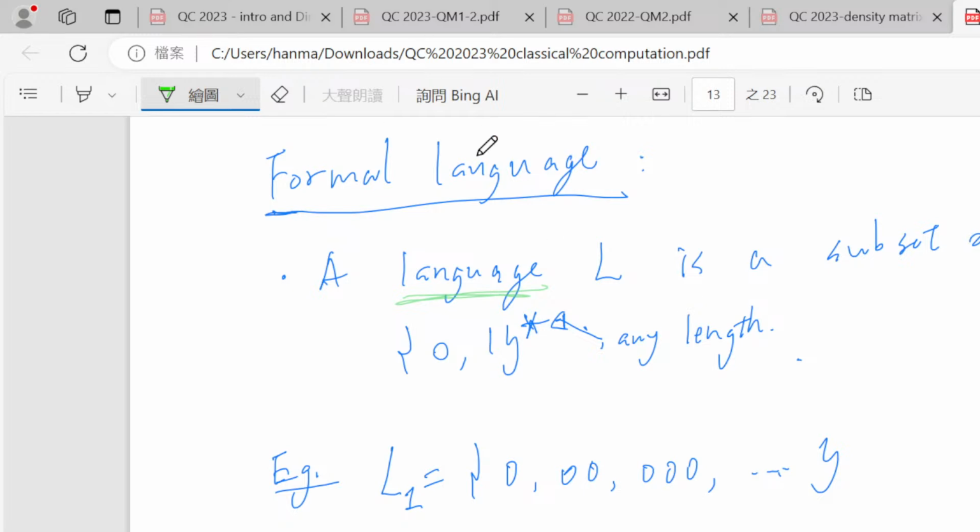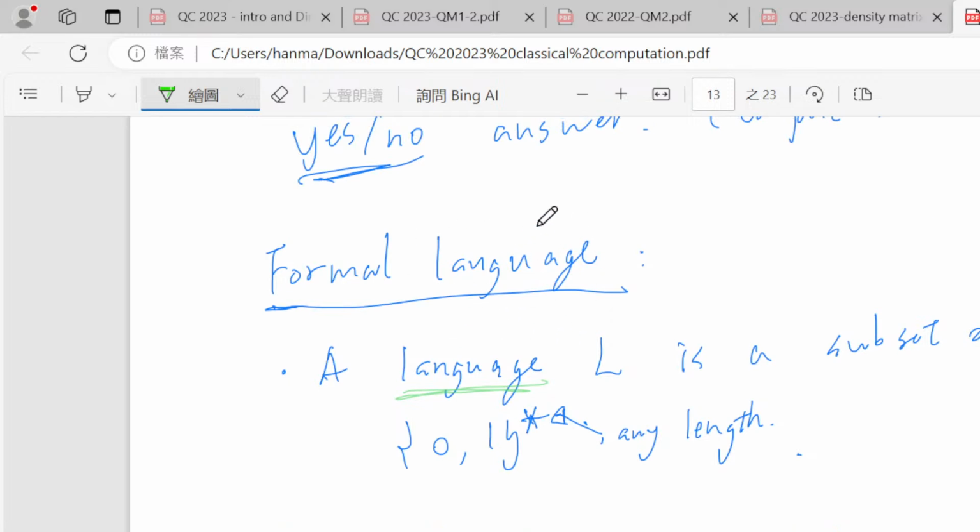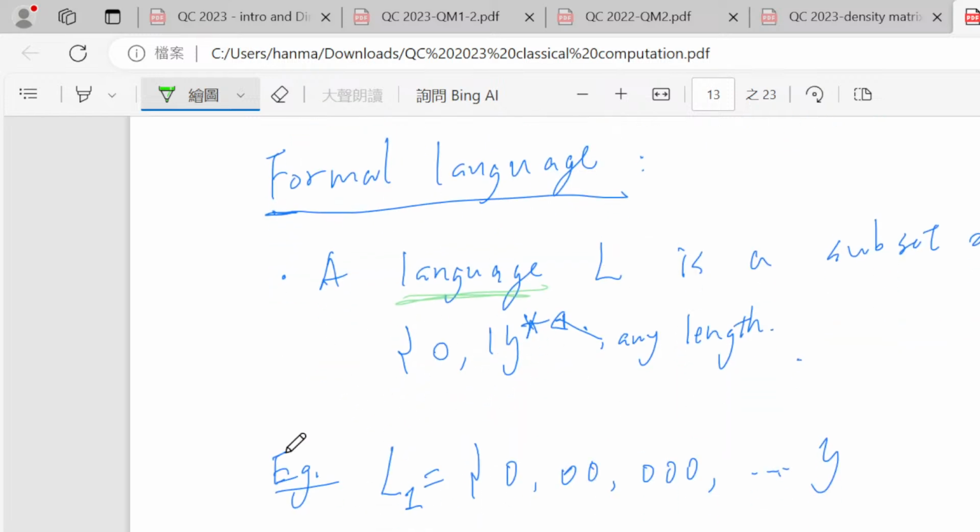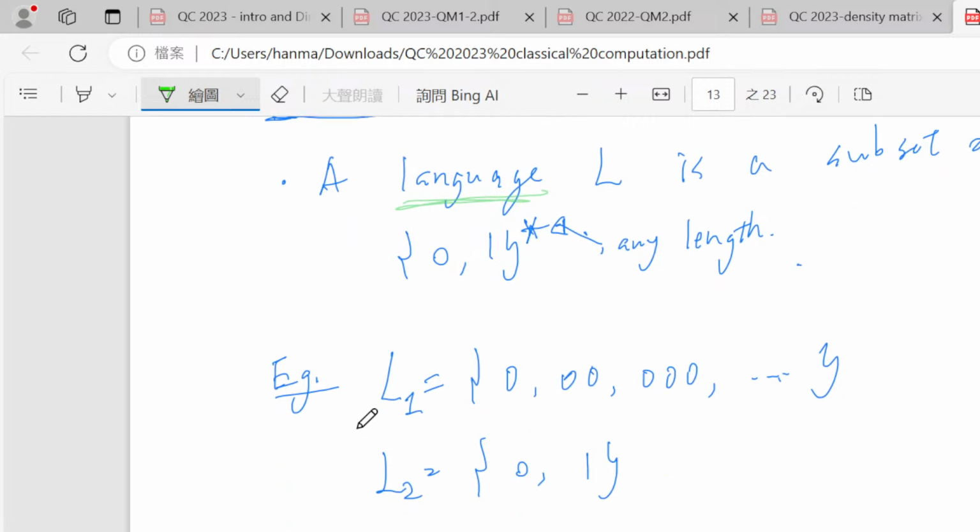In computer science, a lot of things are called language. There are natural languages like English and Chinese, and programming languages like C++ or Python. But a formal language is a different thing. A formal language is a subset of bit strings. So a language L is a subset of bit strings of any length. For example, we can have a language that is every bit string that has all zeros.